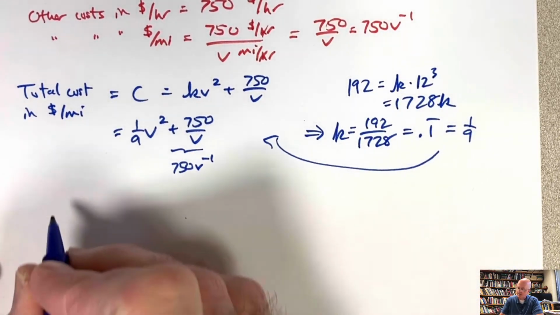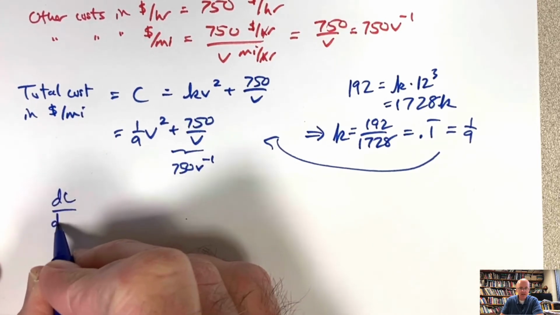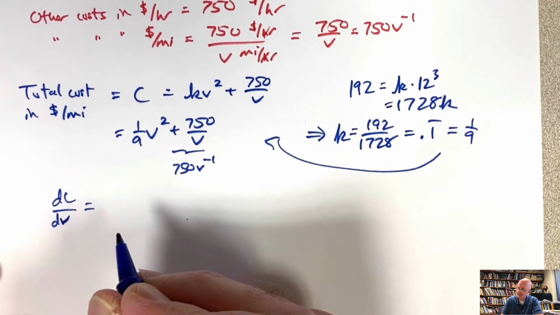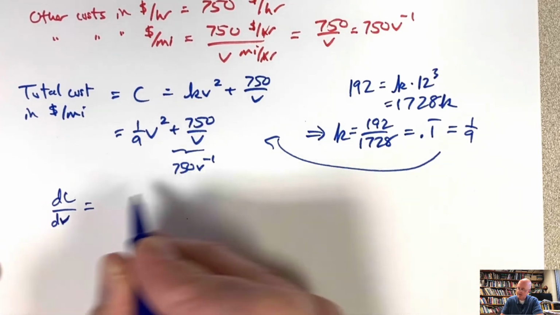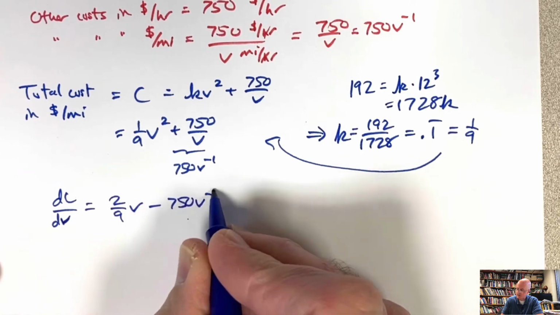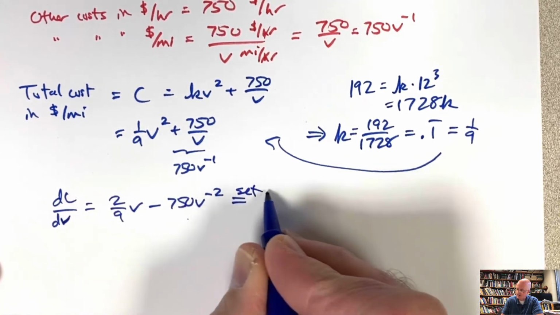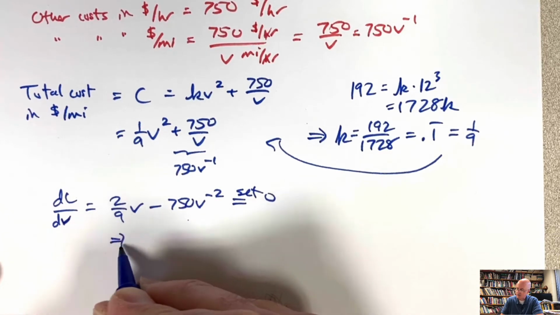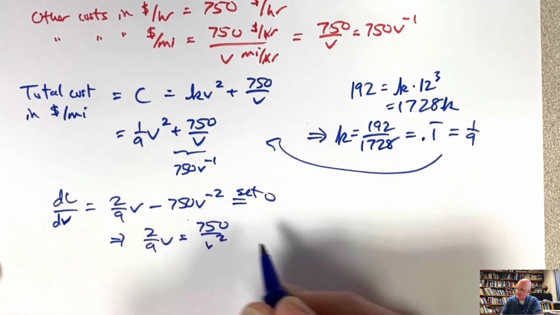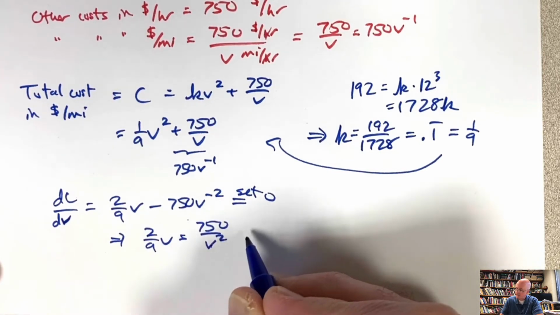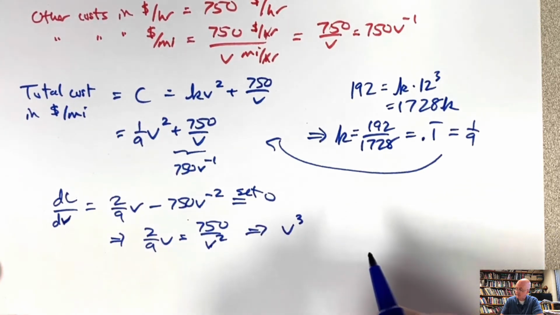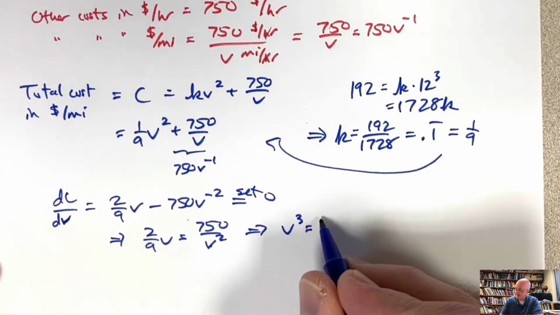Now differentiate. dC/dV, the rate of change of the total cost in dollars per mile with respect to the speed in miles per hour. Differentiate this, you'll get 2/9 V minus 750 V to the negative 2. Set that equal to 0. That'll give 2/9 V equals 750 over V squared. We're trying to solve for V. Multiply both sides by V squared. To get V cubed on the left, multiply both sides by 9/2.